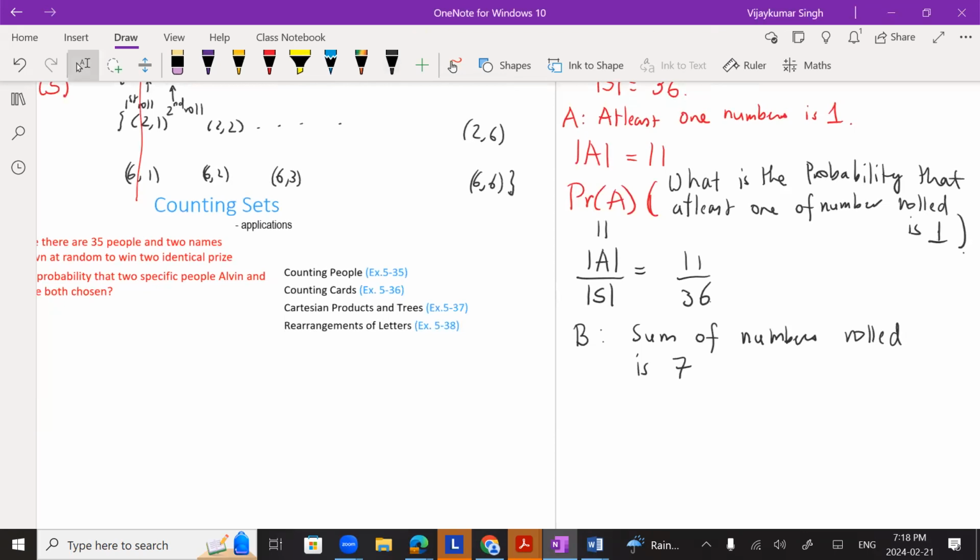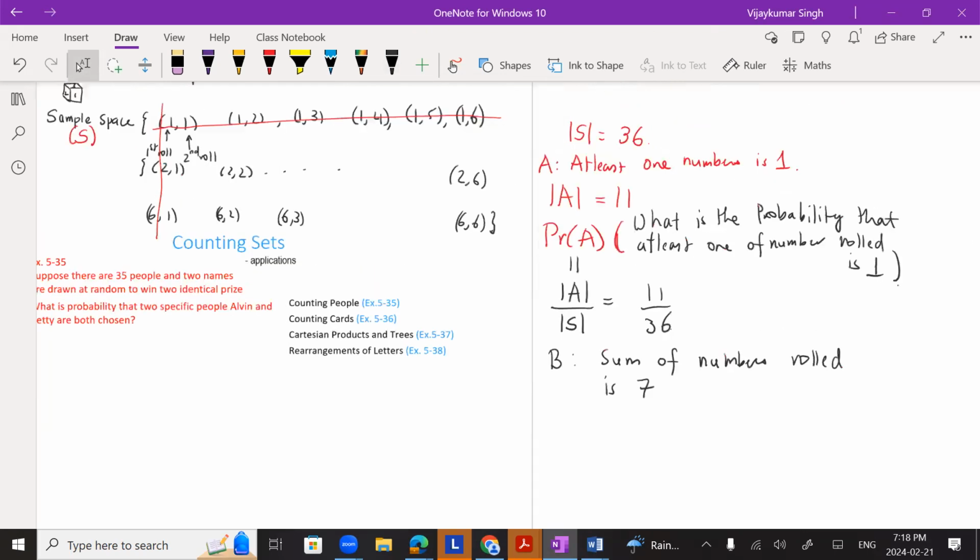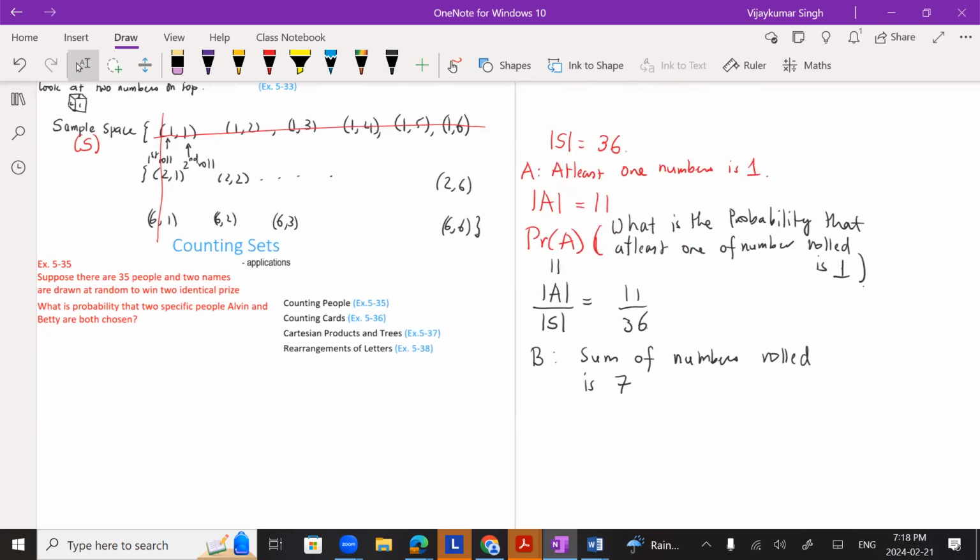The sum of the numbers rolled is 7. So what is the probability of such a thing to happen? In that case, we can list down B as well. Although if your sample space is really large, and if your event space is also large, then it doesn't make sense to list down all the elements. Then all our counting methods will come in handy. But in this case, we can do this, right?